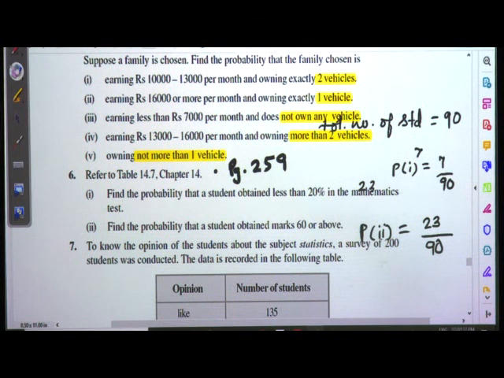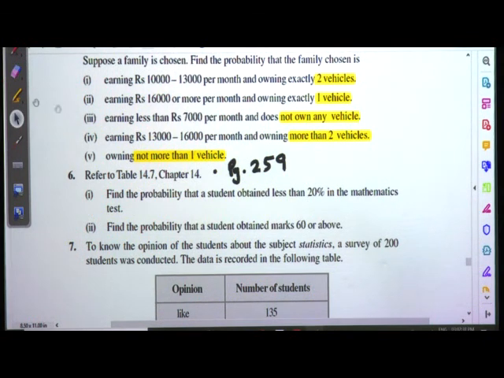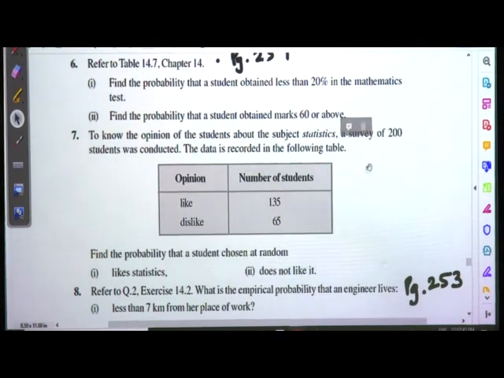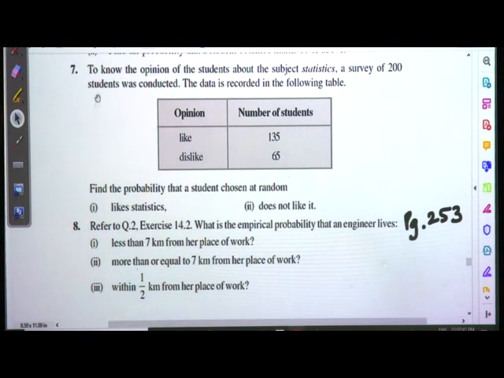Now let us go to the next question. What's the next question? Seventh one. Here is the seventh question. To know the opinion of students about the subject statistics, a survey of 200 students was conducted. Survey of 200 students was conducted for what? To know their opinion about statistics. The data is recorded in the following table.